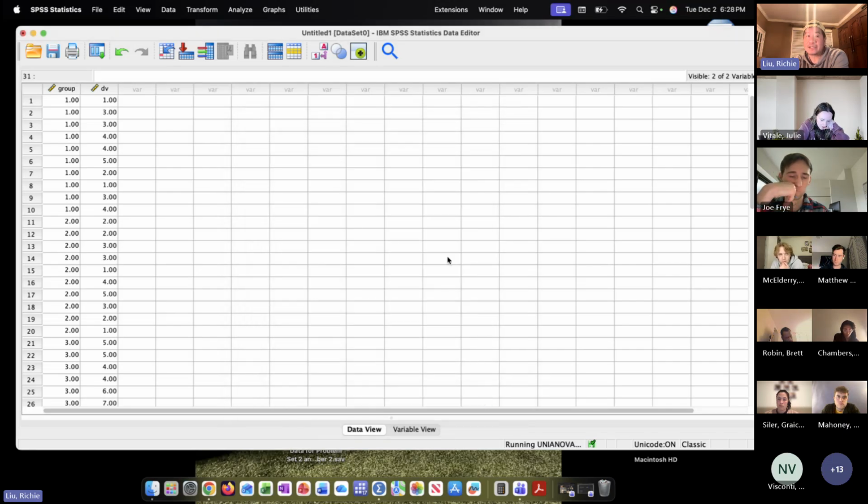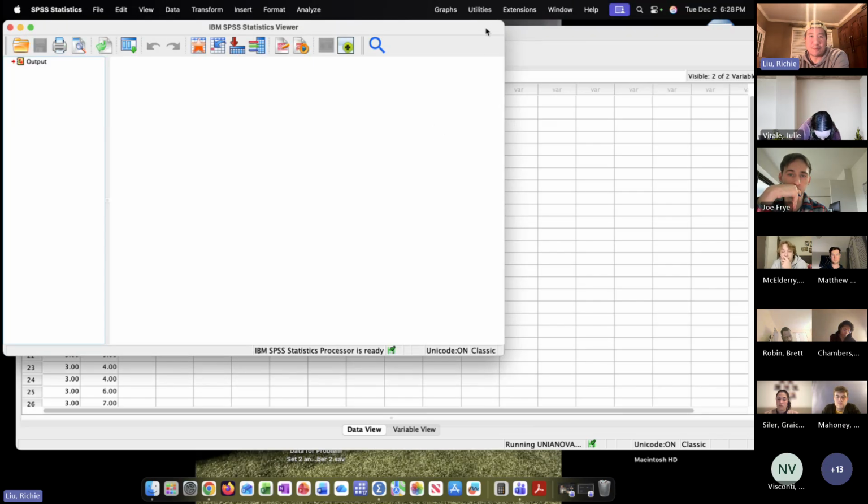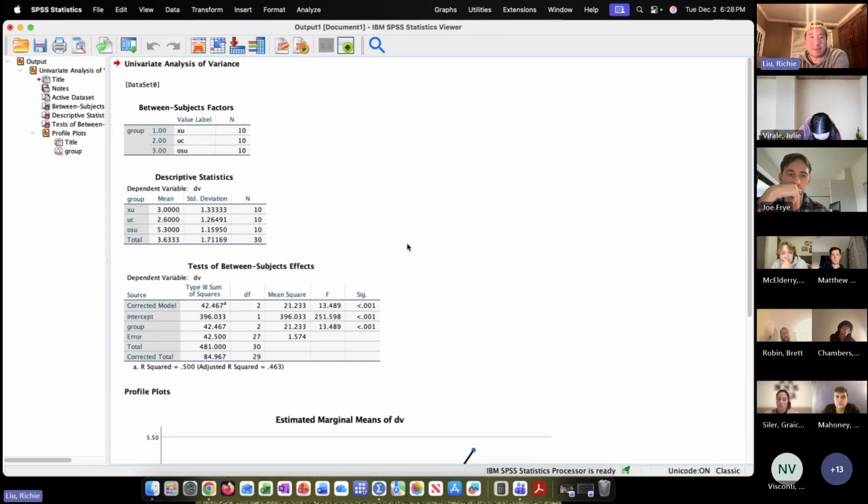And again, this test is the omnibus test because I have 3 groups. If I only had 2 groups, like problem set 1, number 2, I could then just make the interpretation after this test because there's only 2 means.